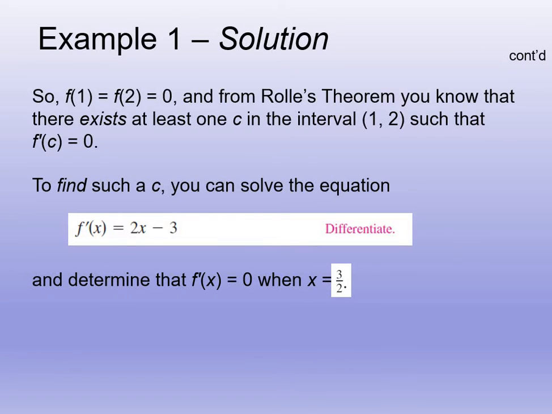So we took the derivative of the function, and now we're going to set the derivative equal to 0. So 0 equals 2x minus 3. And then we solve for x. We add 3 to both sides and divide by 2. So when f prime of x is 0, when the derivative is 0, that occurs when x equals 3 halves.